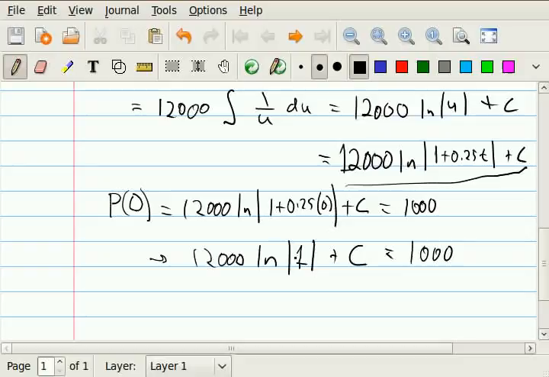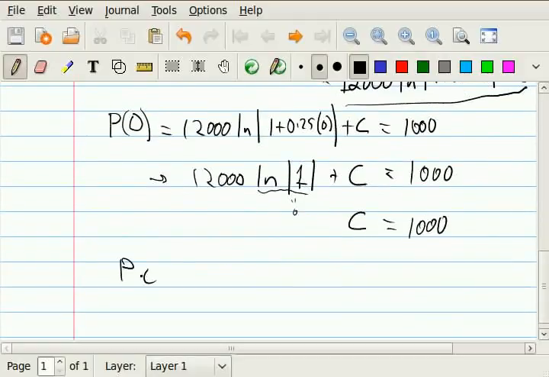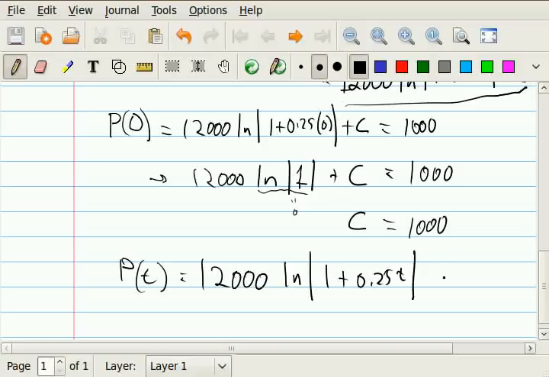Well, this is natural log of the absolute value of 1, which is the natural log of 1, and that turns out to be 0. So this whole thing here is 0, which makes this whole first term 0, and we get c equals 1,000. So guess what? Now we know the entire function p of t: 12,000 times natural log of the absolute value of 1 plus 0.25t plus c, which we found has to be 1,000 to match that initial condition.